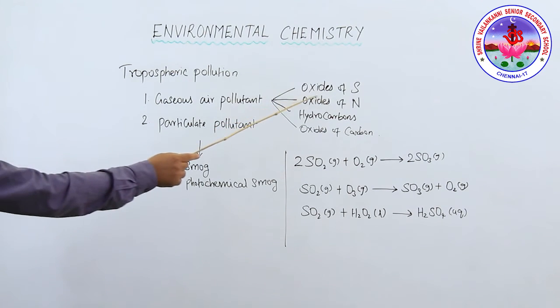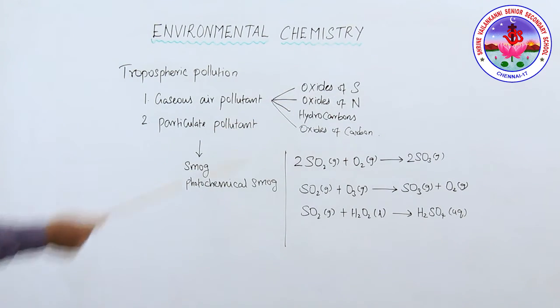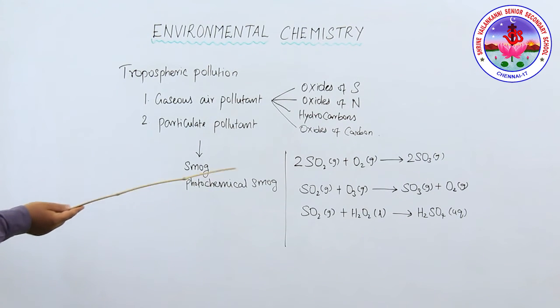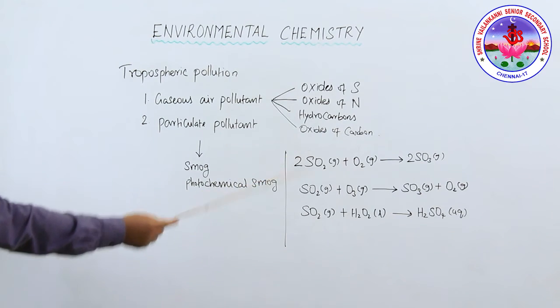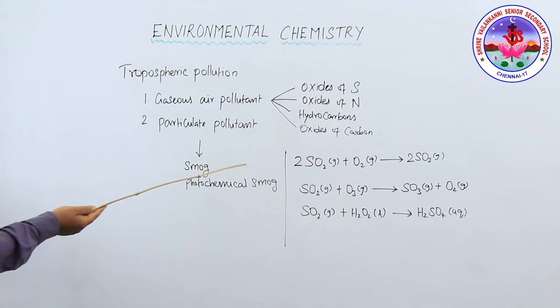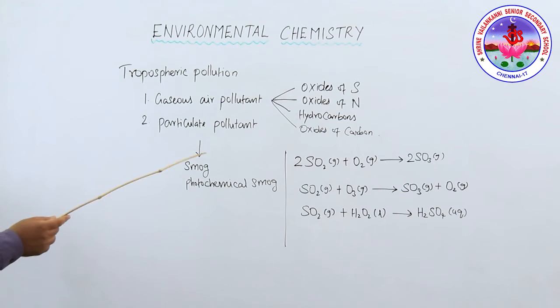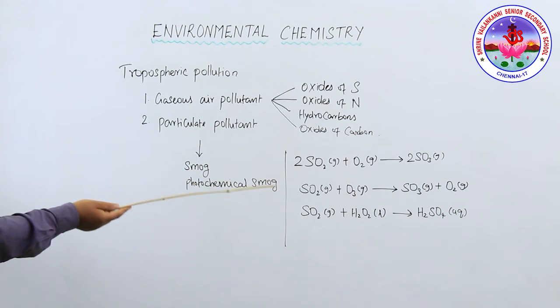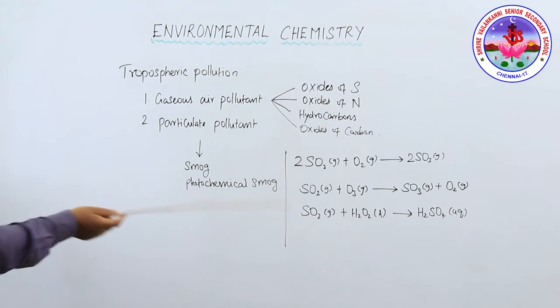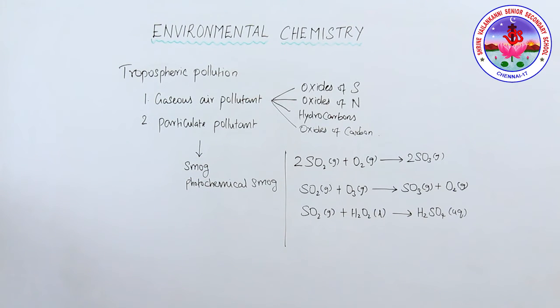Now first, the oxides of sulfur. These are mainly gaseous air pollutants. The oxides of sulfur are produced when sulfur-containing fossil fuel is burnt. The most common one is sulfur dioxide gas, SO2, which is poisonous to both animals and plants. It has been reported that even a low concentration of sulfur dioxide causes respiratory problems, respiratory diseases, for example asthma, that human beings face.